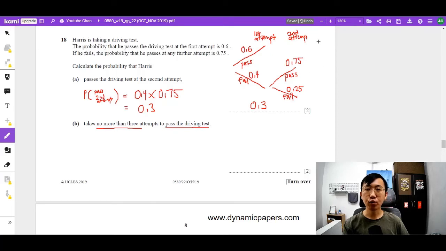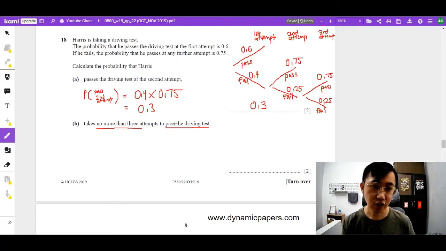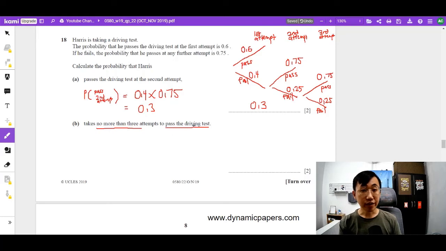So we have to branch out to another attempt, the third attempt. One more time. From fail, he can try again for the third time. So he can pass the third time with the probability of 0.75 again. And he can also fail, with the probability of 0.25. But we are focusing on passing the driving test only. So let's see the possibilities of him passing.